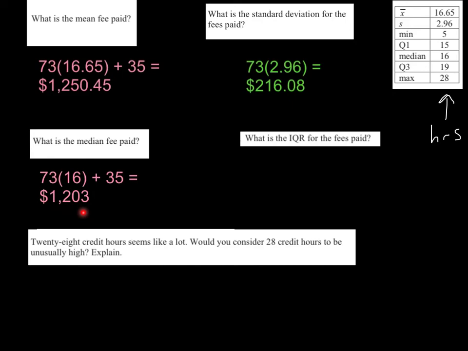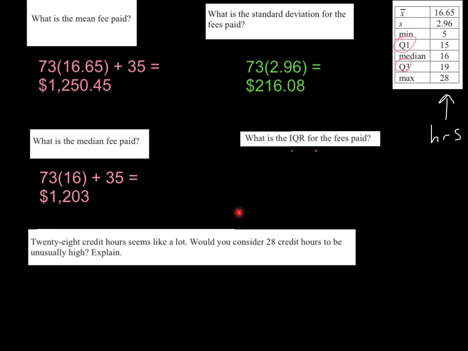What about the IQR for fees paid? Well, there's no IQR provided here. What do you have? You have your Q1 and Q3 given. So IQR is Q3 minus your Q1, which is 19 minus 15, is 4 hours. And because IQR is a measure of spread or distance, it's only going to get the scaling. So 73 times 4 is 292.